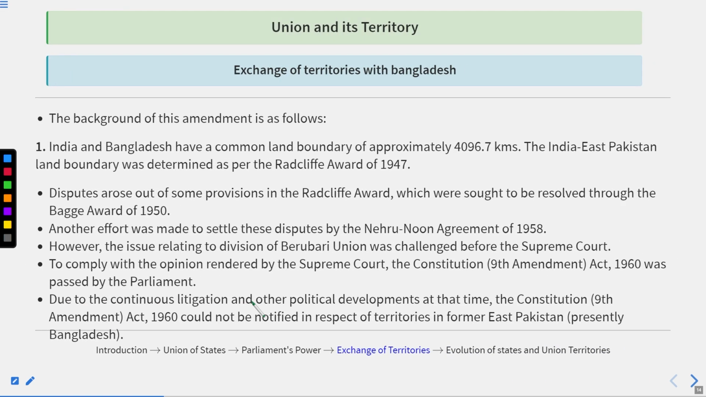So what was the background? We had seen what the amendment was and what happened, but what was the background behind this amendment? When we talk about today's scenario, India and Bangladesh have a common land boundary which is approximately 4,096 kilometers long. The India and East Pakistan land boundary was determined as a part of the Radcliffe Award of 1947. So what is the meaning of East Pakistan? Let me remind you.